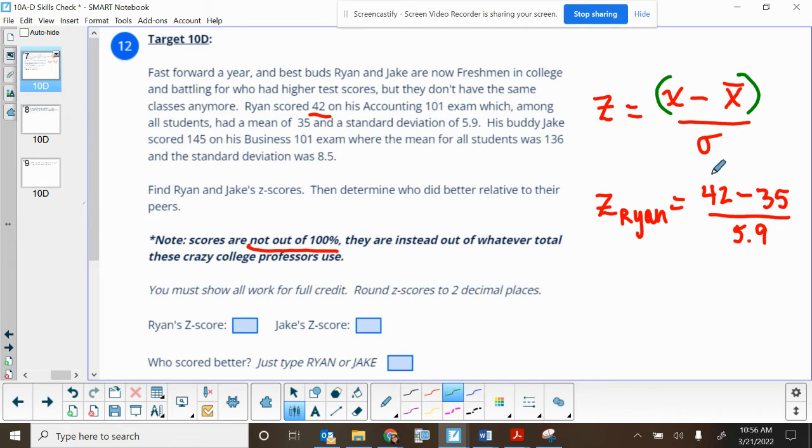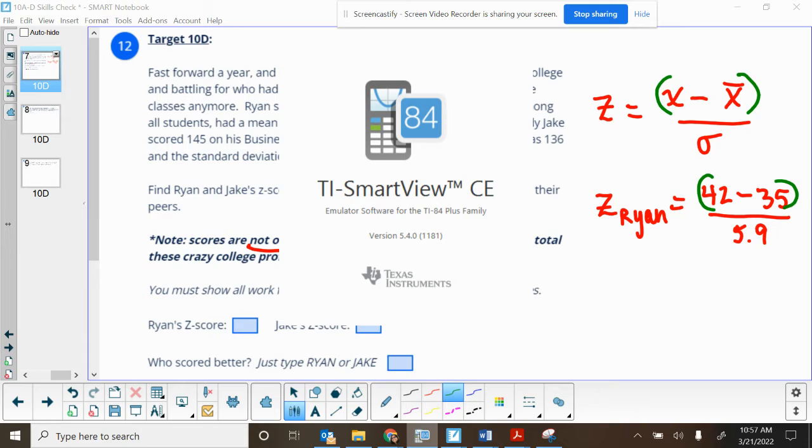So I'm going to put that into my calculator either in two pieces or with parentheses around the numerator. And then I will do the same for Jake's z-score.